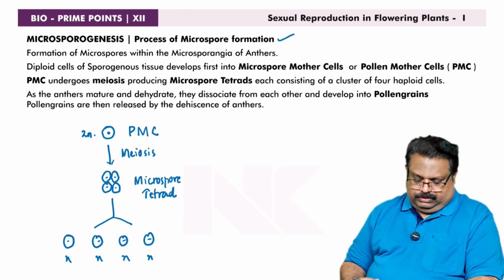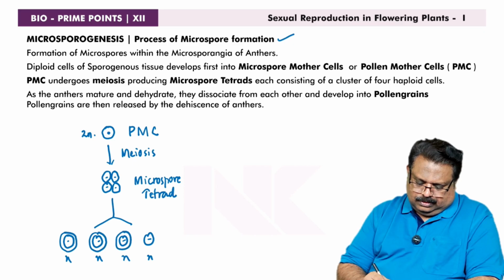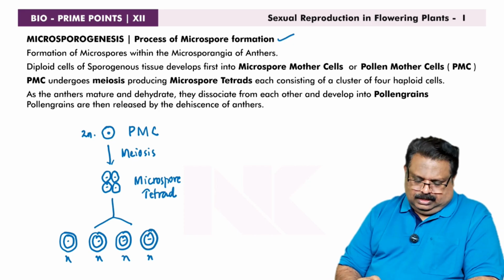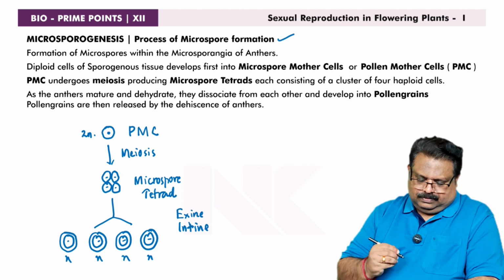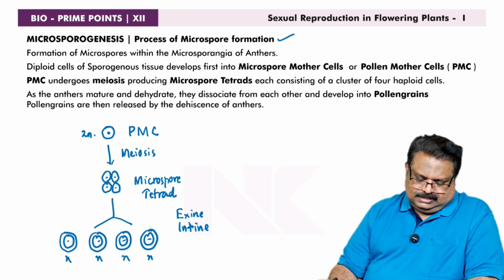During the separation of microspores, they will be covered over by envelopes. They are covered over by 2 types of envelopes. The outer envelope is called exine and the inner envelope is called intine, that we study later. Anyway, this is the summary of formation of microsporogenesis.